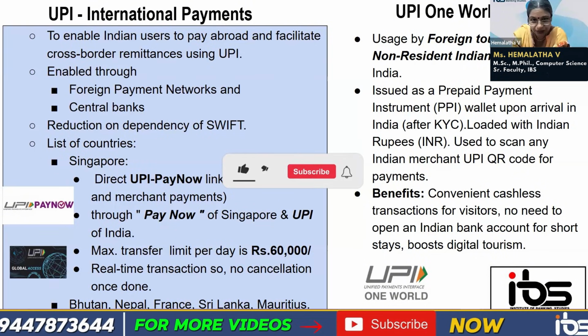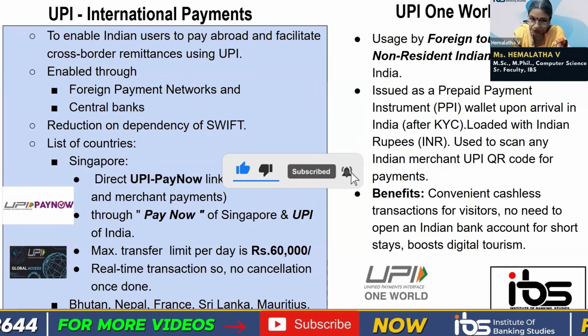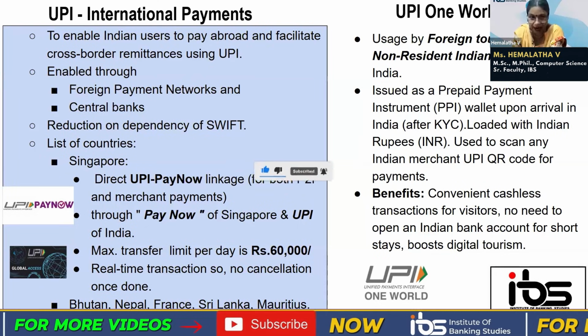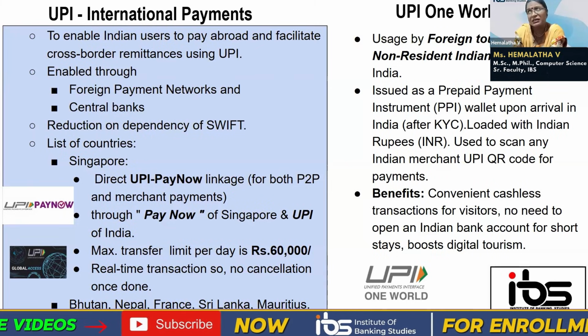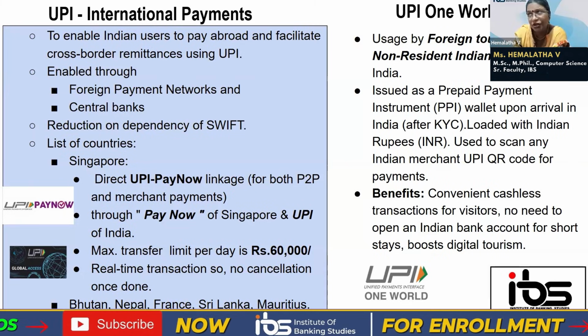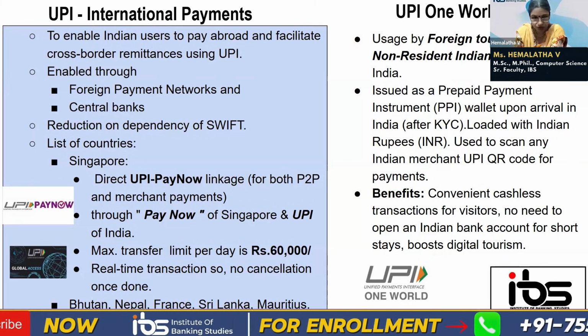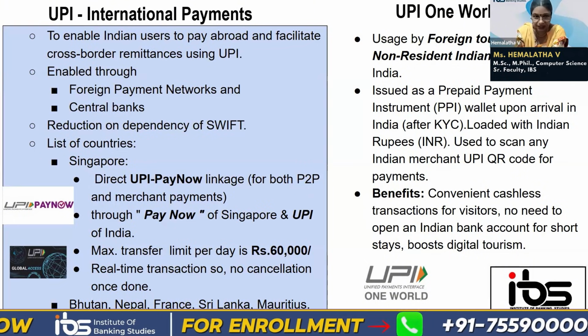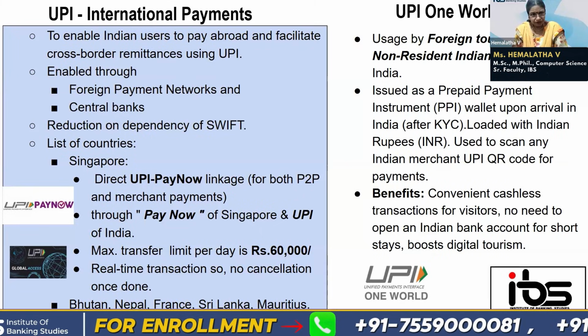And this UPI is from India. So they have integrated these two and linked them. Using this app, we can transfer money. The limit per day is 60,000 rupees. It is a real-time transaction, so you cannot cancel the transaction. It is real time, not like a batch. Okay.